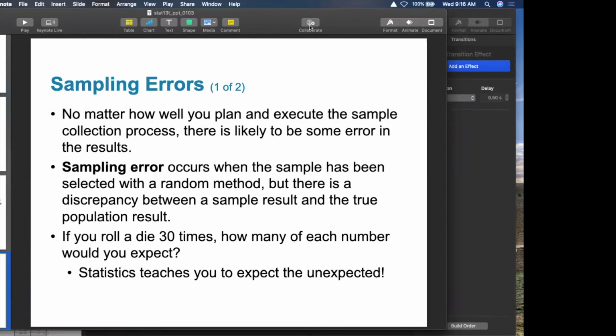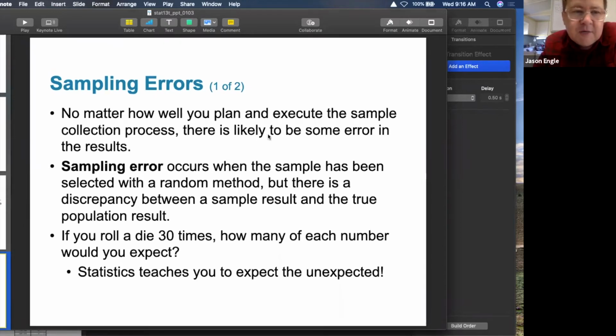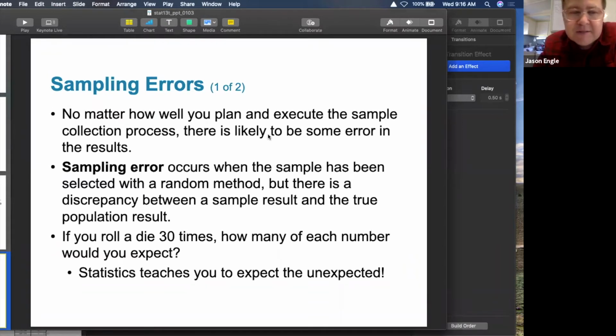Okay, so I think this is the last two definitions for this section. It's talking about sampling errors. Now, errors are a bad thing. We generally try to avoid errors, but in statistics, there's certain errors that are unavoidable. Okay, let me rephrase that. There's some errors that you can avoid. There's other errors that you cannot avoid in statistics.